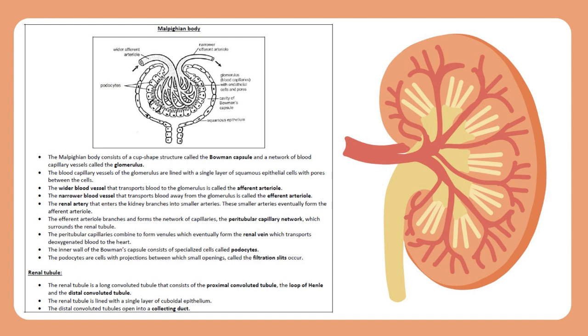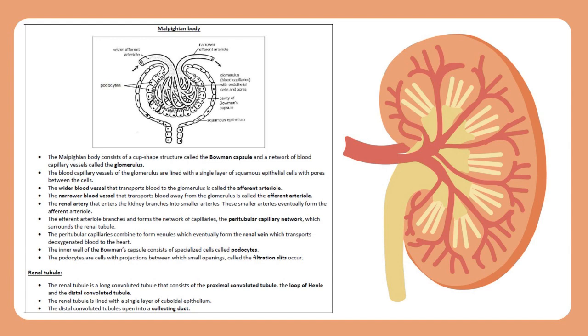The efferent arteriole branches and forms the network of capillaries, the peritubular capillary network, which surrounds the renal tubule. The peritubular capillaries combine to form venules which eventually form the renal vein which transports deoxygenated blood to the heart. The inner wall of the Bowman's capsule consists of specialized cells called podocytes. The podocytes are cells with projections between which small openings, called the filtration slits, occur.